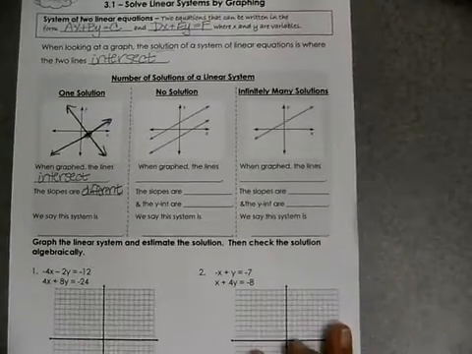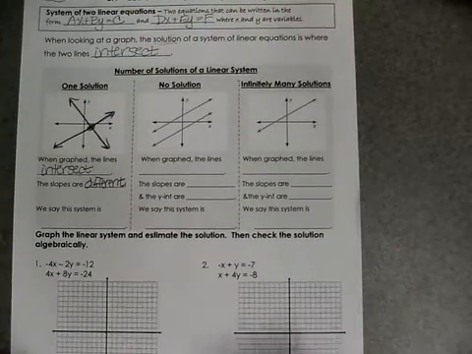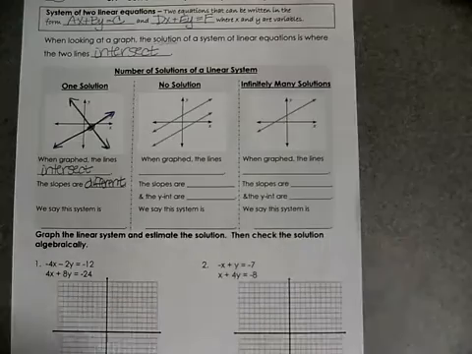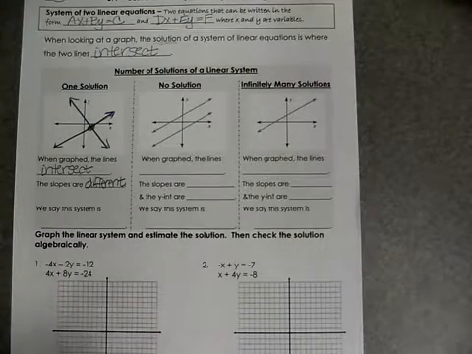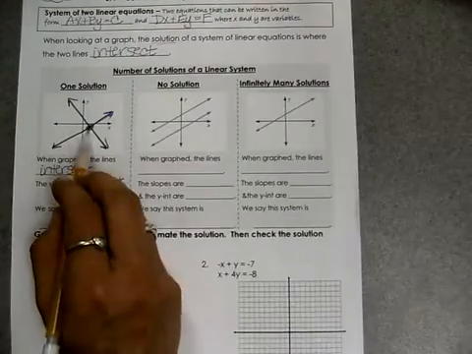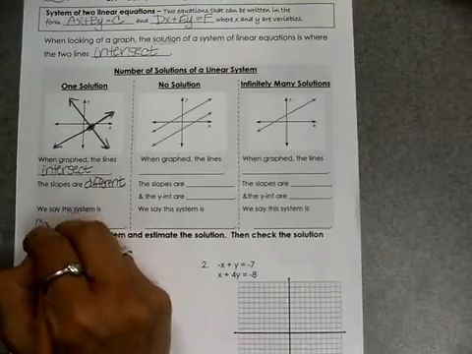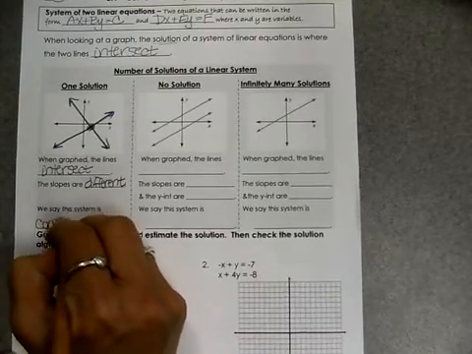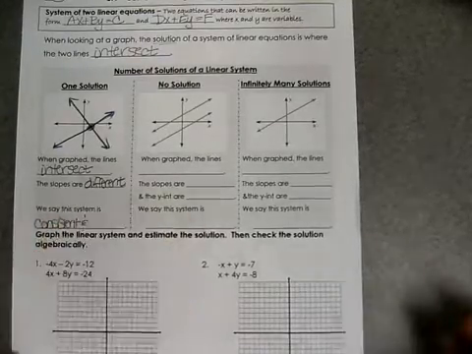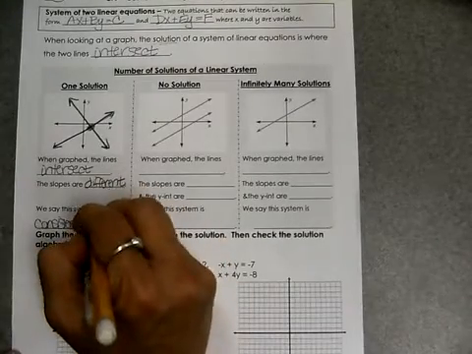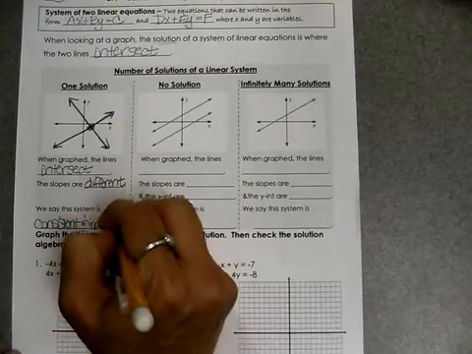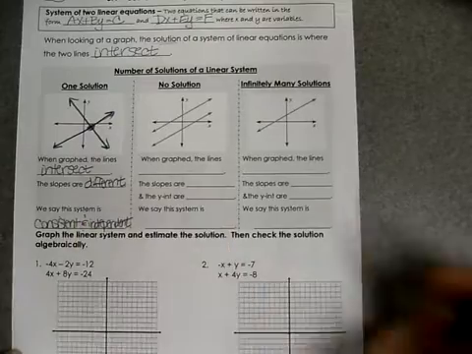And in your text, it asks you to name systems with different descriptions: consistent, inconsistent, dependent, independent. Because there is a solution, we say this system is consistent. And because there is one solution, we say that this is independent. So one solution, independent.